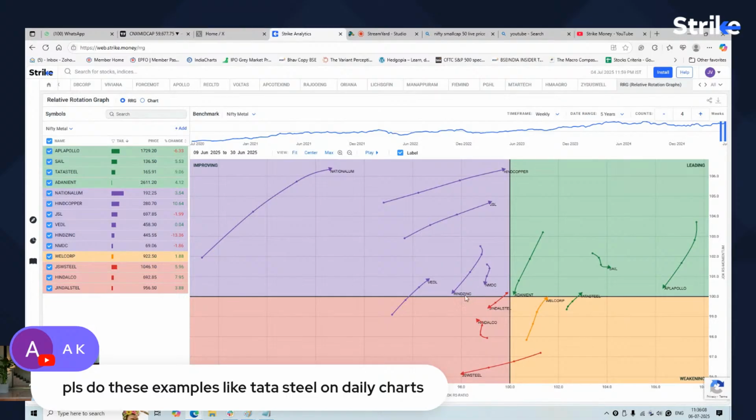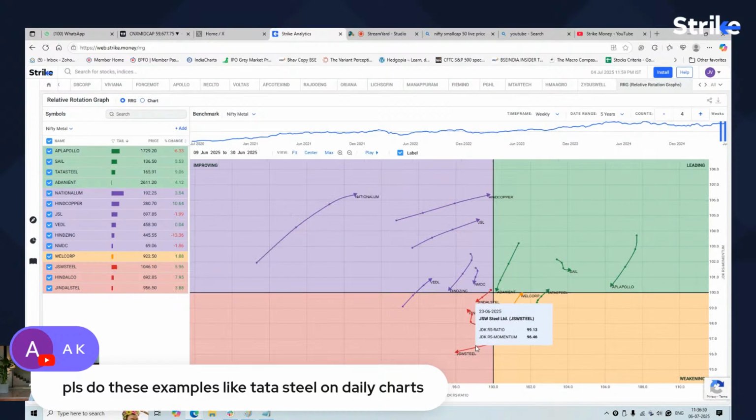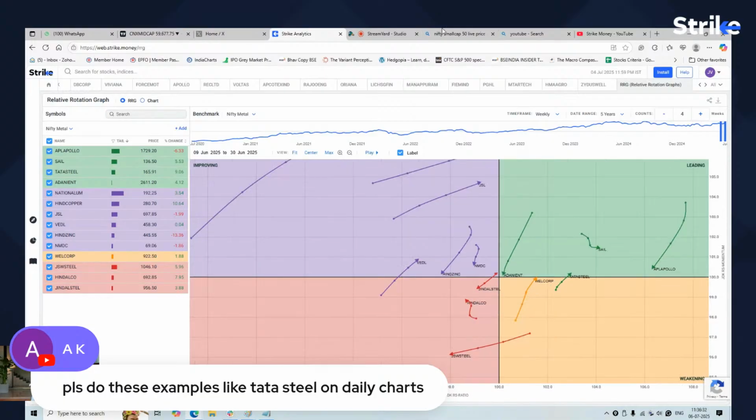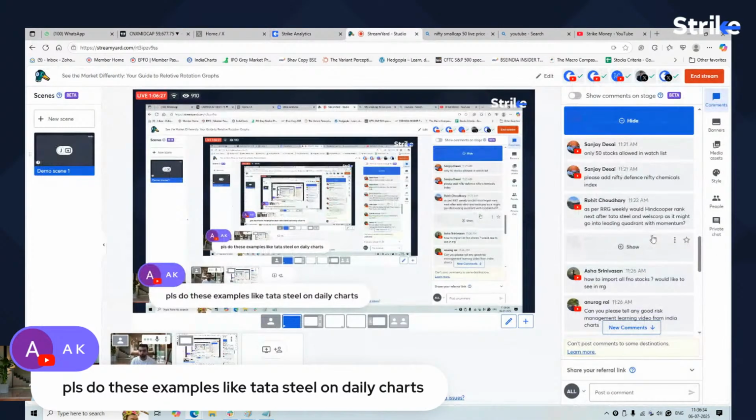The ones which I would tend to avoid would be Hind Zinc, NMDC, Jindal Steel, JSW Steel, because there are no signs of turnaround at all, and that's why I might want to avoid those. But JSL, Hind Copper, Vedanta, National Aluminium, those could be some interesting ones that one may want to look at.